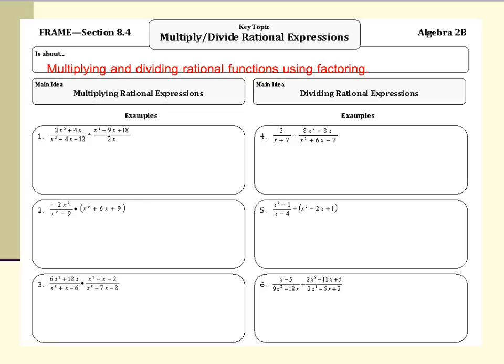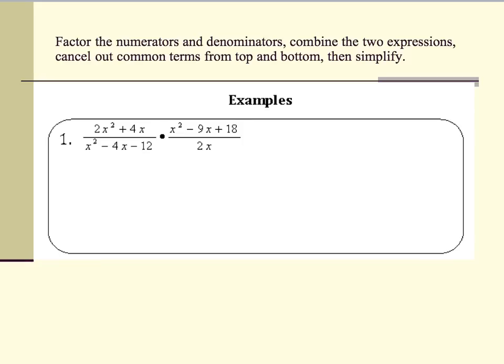Okay, so we're going to multiply and divide rational functions here using our factoring. So let's look at the first. We need to factor the top and bottom of both expressions, and you need to remember, factor the numerators and denominators, combine the two expressions, then cancel out the common terms from the top and bottom, and simplify. So we're going to do these things, all of them. We're going to factor first.